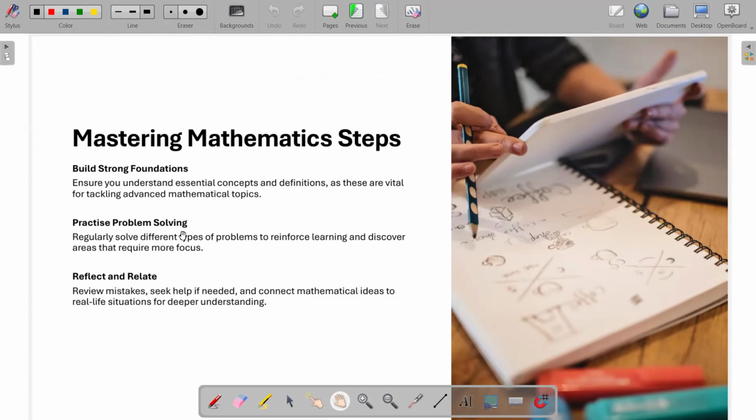You have to practice problems regularly. You have to do different problems so that you get used to how the questions are being asked. Lastly, you have to reflect and relate. You have to review mistakes. You have to seek help if needed. You have to connect mathematical ideas to real life situations for deeper understanding, not just working for the sake of getting the correct answer, but learn to relate what you have learned to the real world, because what we are doing here is related to what really happens in the world of finance.